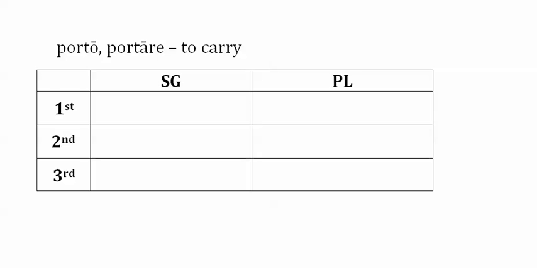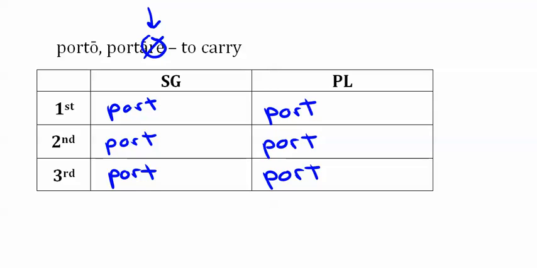So here's our first conjugation verb, porto, portare, and I'll get my pen. Here's our infinitive. So if I remove the last three letters, the ARE, I get the stem port. I'm going to go ahead and put that in all the boxes. So there's step number one. I found the stem, which is the same as the stem used in the present tense, and I put it in every box.